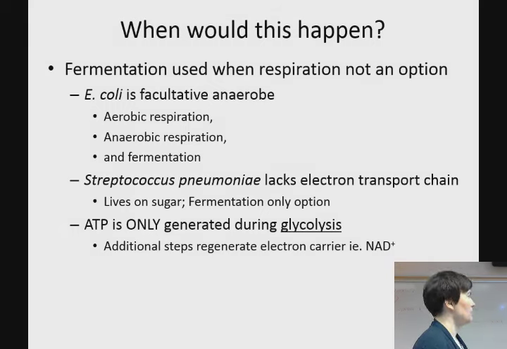However, there are many microbes that do. So E. coli is one fairly flexible microbe. We call this a facultative anaerobe because it's able to do both aerobic and anaerobic respiration and fermentation. Streptococcus pneumoniae, which is the most common agent that causes pneumonia, doesn't have an electron transport chain. Okay, so what does that mean? No electron transport chain at all. What are its metabolic options?